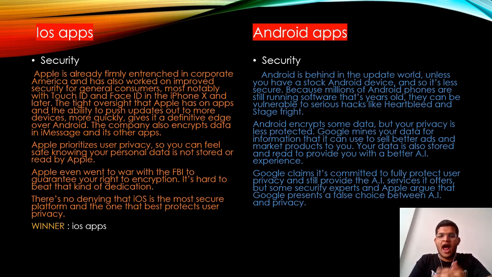Now let's come to Android. Android is behind in the update world. Android encrypts some data, but your privacy is less protected. Google mines your data for information that it can use to sell better ads and market products to you. Your data is also stored and read to provide you with a better AI experience. Hence, in both comparisons, our winner is iOS.